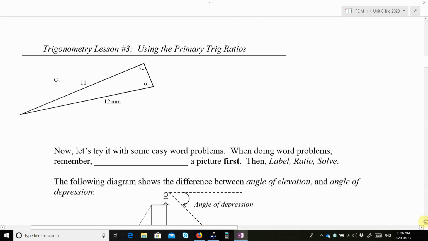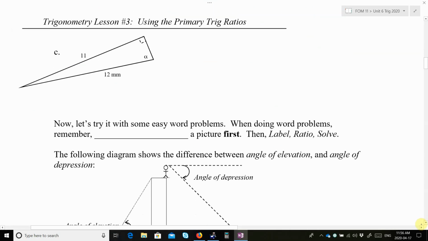All right, on to page 2, everyone. Part C is still part of example 1, which is solve for the missing side or angle. This time we're looking for the angle. See how it's got alpha here? That's a missing angle. So let's label the triangle. This is millimeters, by the way. We're looking for angle alpha.